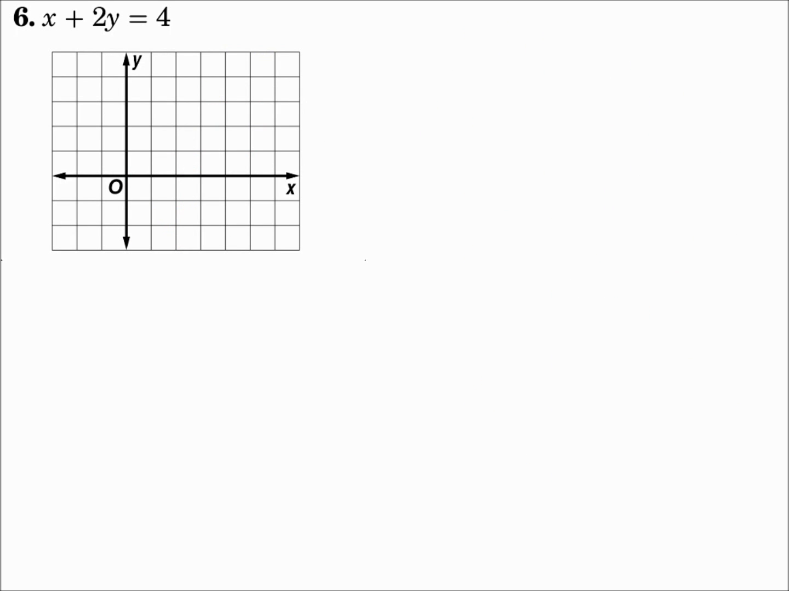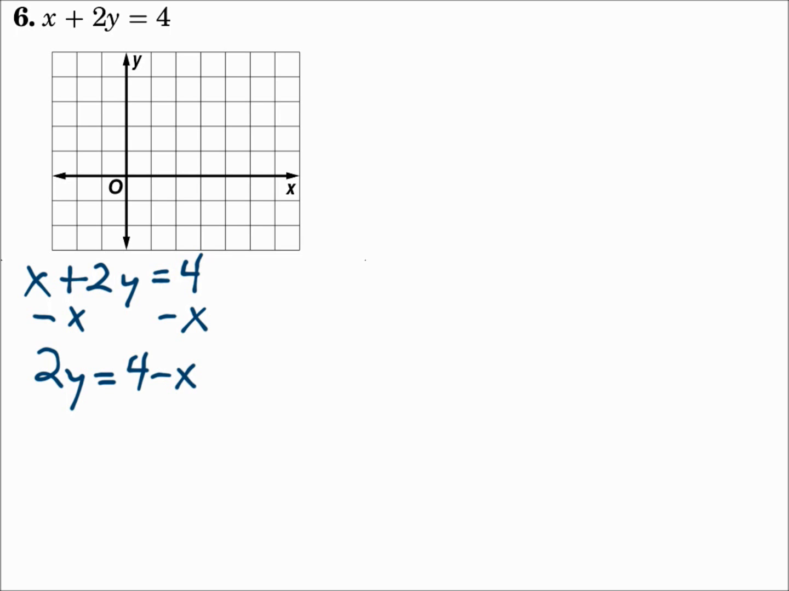Number 6, x plus 2y equals 4. We'll first solve for y. Get rid of what's added or subtracted first, and that's the x. That's a positive x, so subtract it from each side. x minus x is 0, so it cancels on the left, leaving 2y. And you simply have 4 minus x on the right. Now you have 2 times y, so do the opposite and divide both sides by 2. So y equals 4 minus x all over 2.